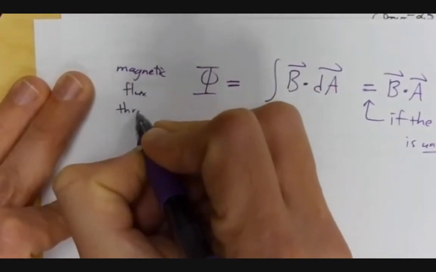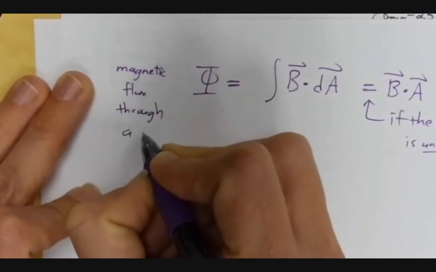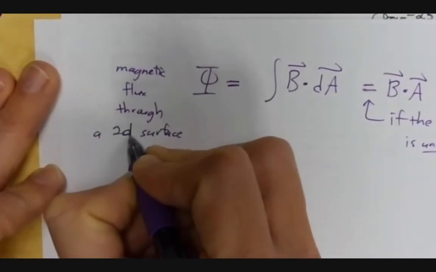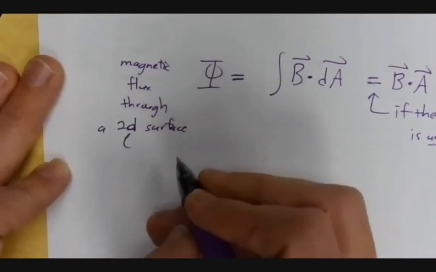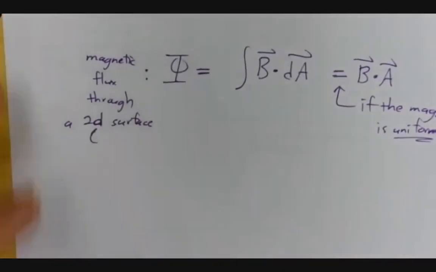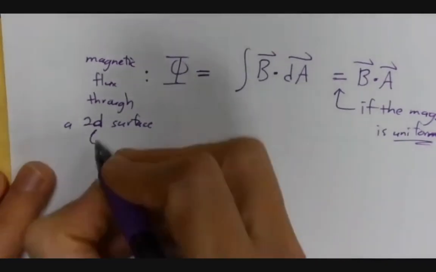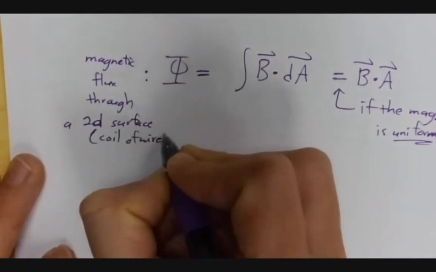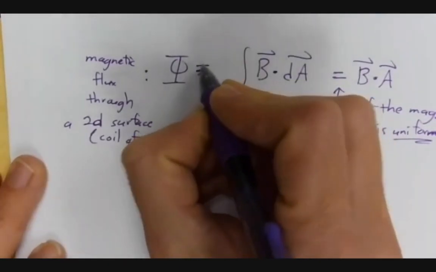through a surface, like a 2D surface. And what are the 2D surfaces we're interested in? Usually an aluminum ring, a bunch of wrappings of wire, something like that, where there's a possibility of current flowing around the edge of that 2D surface because it's a nice conducting material. Typically like a coil of wire. So that's the definition.